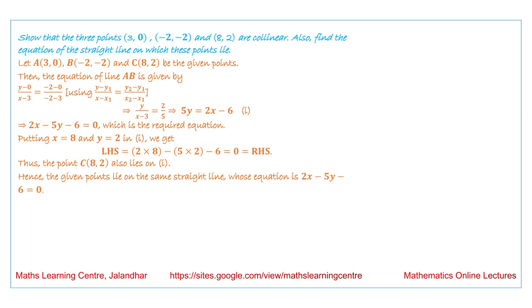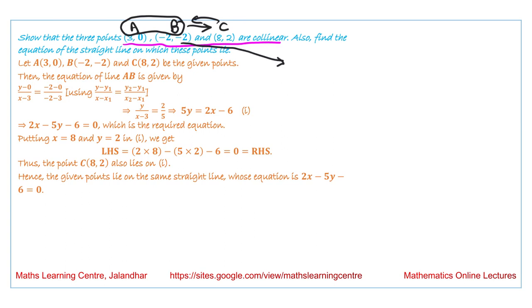Next is, show that these 3 points are collinear. Also find the equation of the straight line on which these points lie. To prove this result, you can calculate the area of the triangle, or you can calculate their slopes, but over here we are saying this is point A, this is point B, this is point C. We find the equation of the line AB, and then we show that point C satisfies this equation. It is up to you how you want to solve this, but we are using this method.